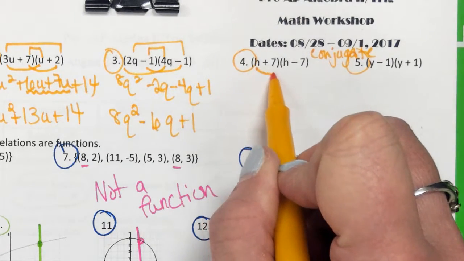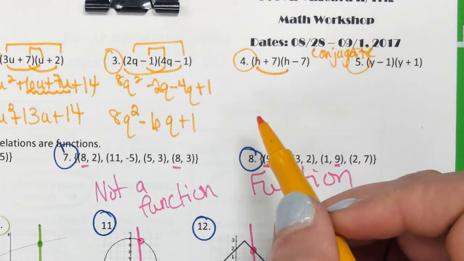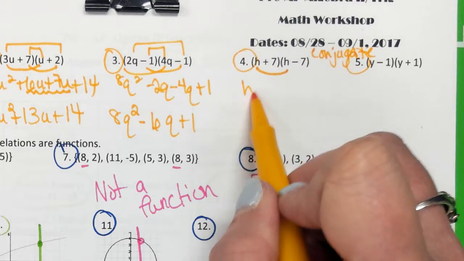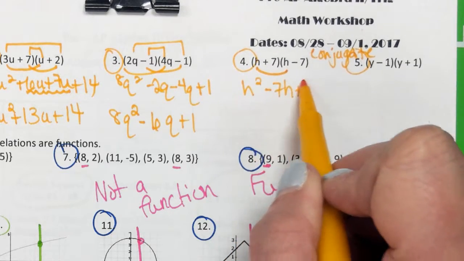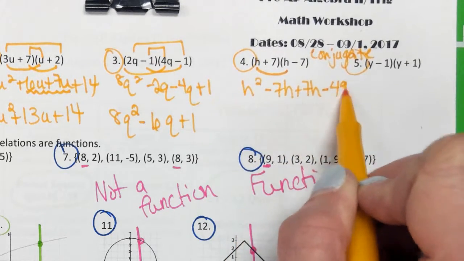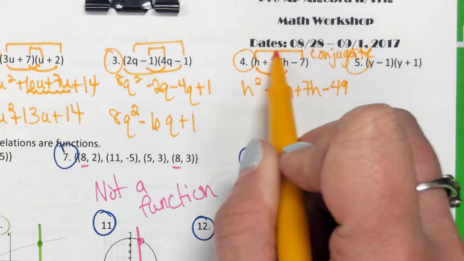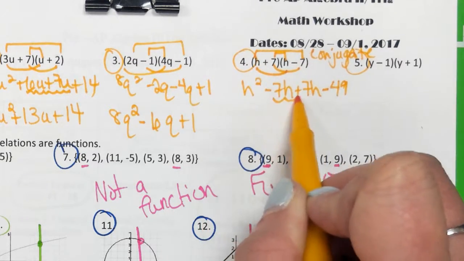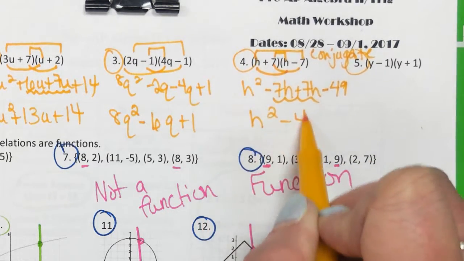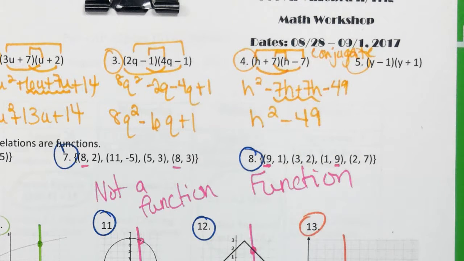All right, so look, you can multiply everything if you want to, but everything's going to cancel out. Like this would be h squared minus 7h plus 7h minus 49, right? So what would be the only thing that I would need to multiply, if you notice that, instead of doing all that hot mess? The first and the last.